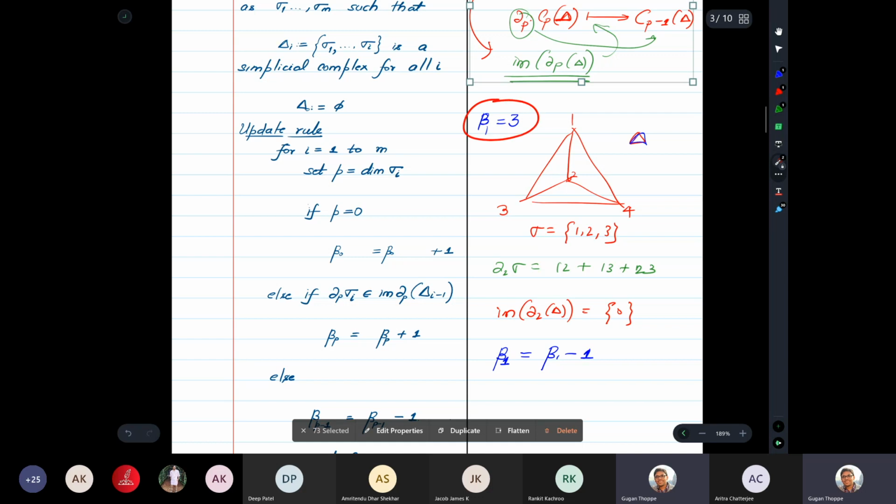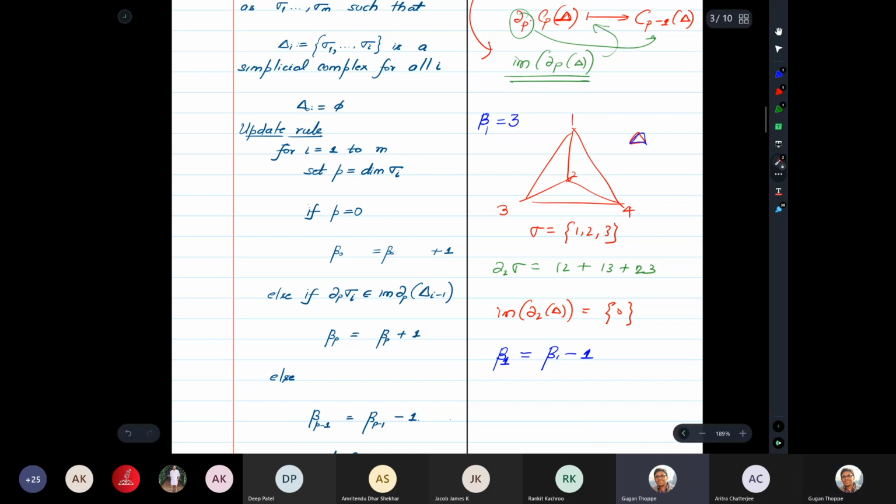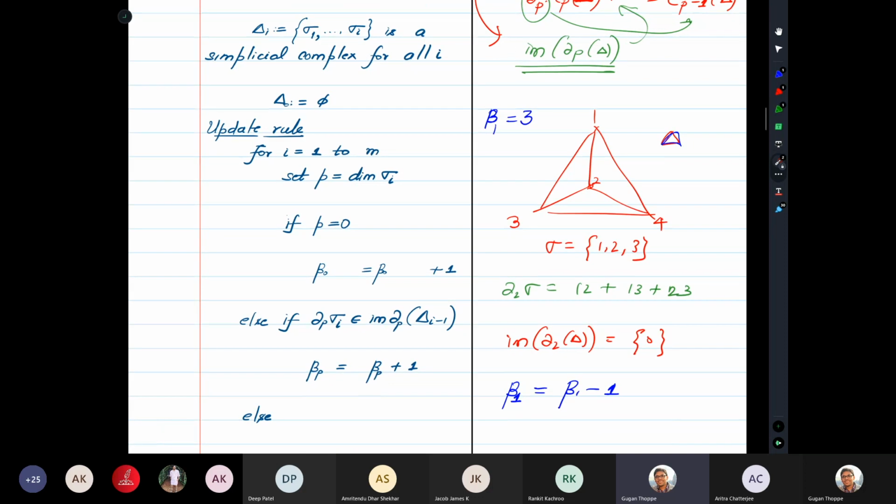Okay, so what I'll do is I'll allow you to think about it after the class, right? And maybe you can try and figure out why Betti 1 should be 3. Yes, Agnit, you had a quick answer. Agnit, please unmute. If you look at this pyramid, then if we sum up the triangles 1, 2, 3, 1, 2, 4, and 1, 3, 4, then we will get 2, 3, 4.